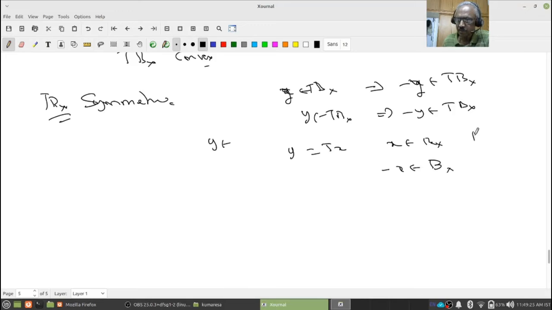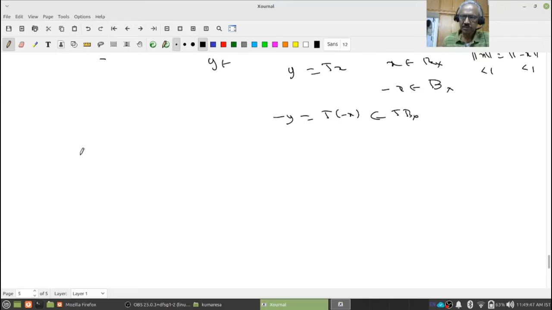Why? Because the norm of x is the same as the norm of minus x. If this is less than 1, this is also less than 1, right? And since T is linear, minus y is nothing other than T of minus x. Therefore that belongs to T(B_X). Therefore T(B_X) is symmetric.